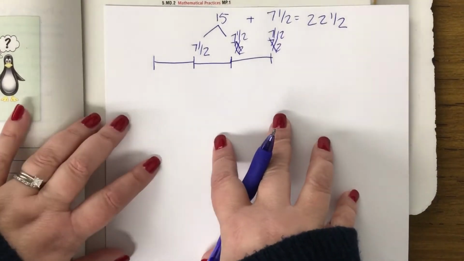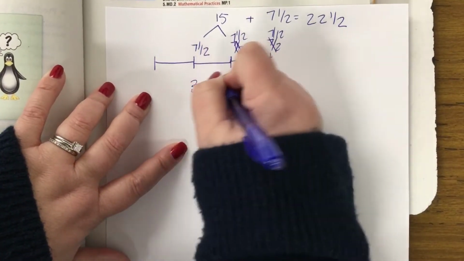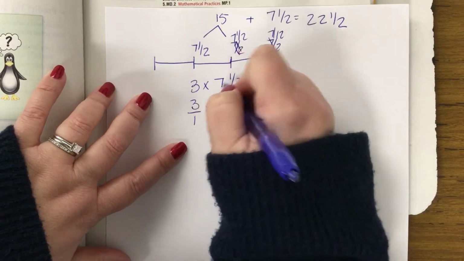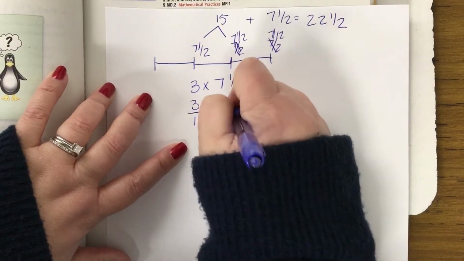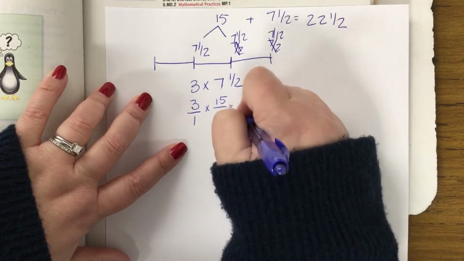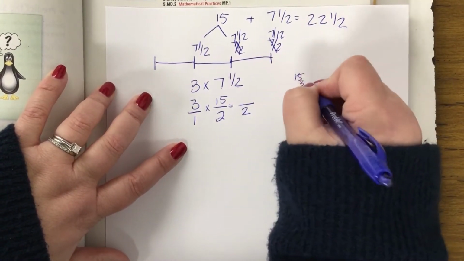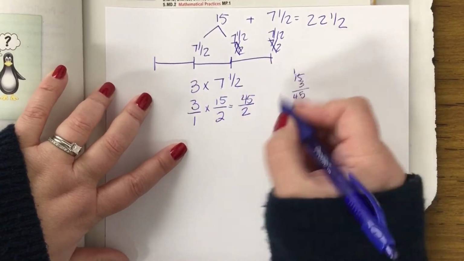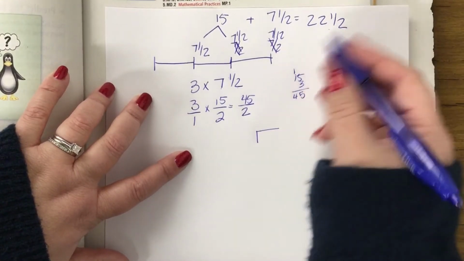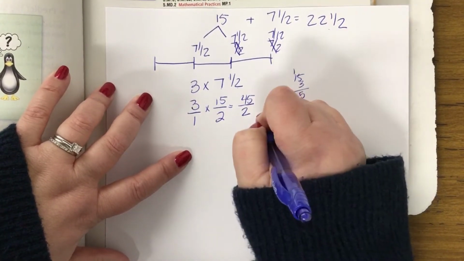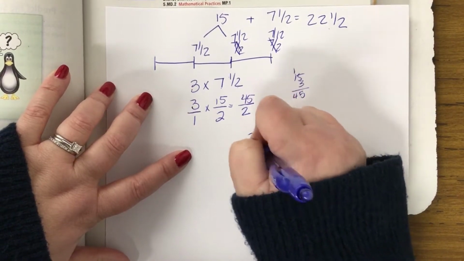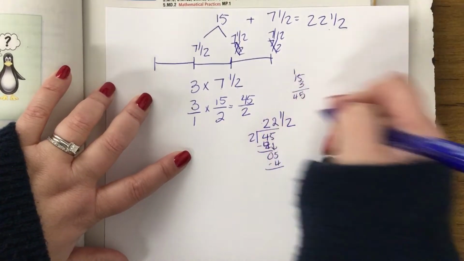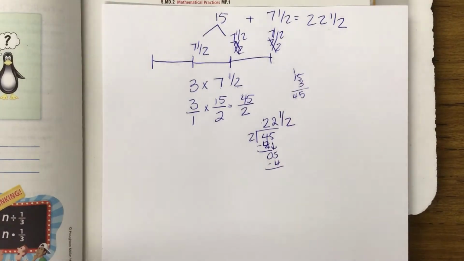Or I could do multiplication of 3 times 7 and 1/2, which would be 3 over 1 times 2 times 7 is 14 plus 1 is 15 over 2. 15 times 3 is 45, so 45 over 2. Actually, seems like it's faster to do it that way, but okay. So 45 divided by 2: 2 times 2 is 4, bring down the 5, so it's 22.5. So the same answer that we got. We could do it either one of those ways.